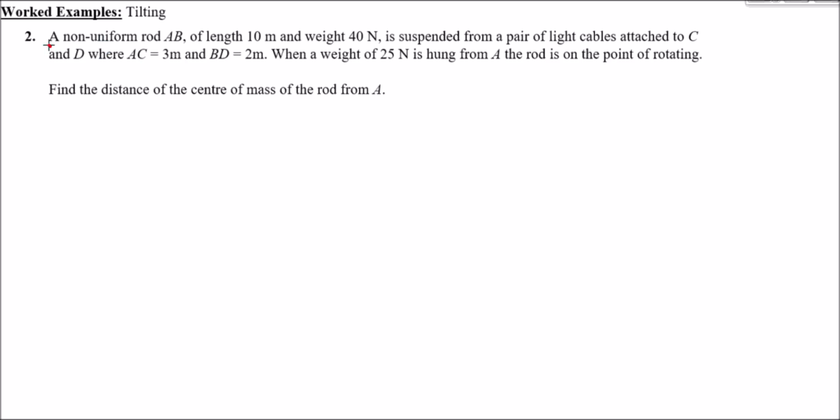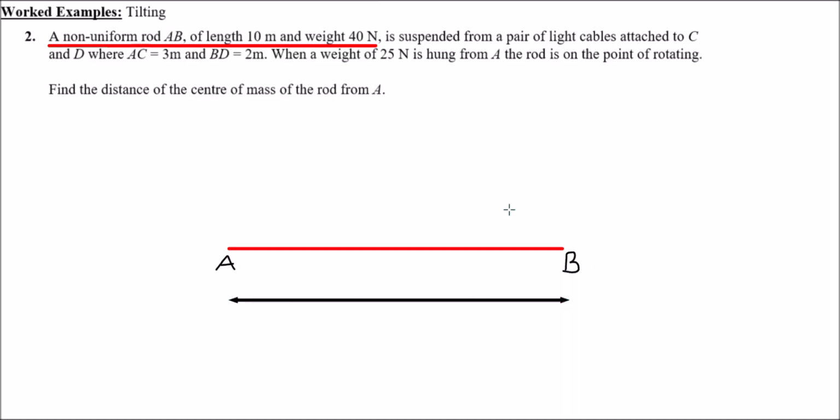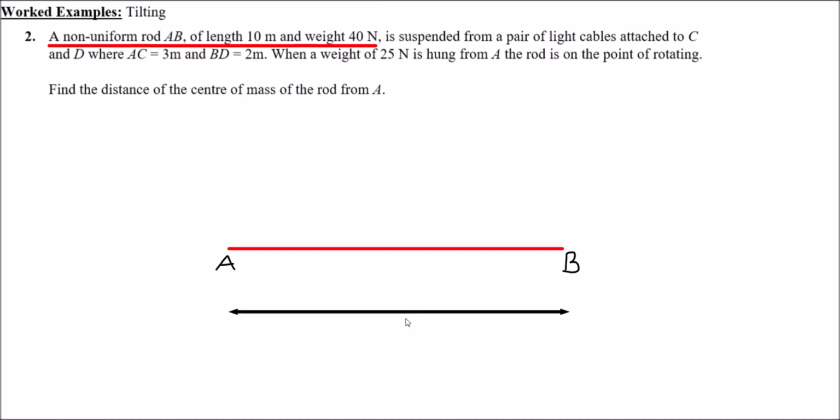So again, we've got this non-uniform rod, AB, of length 10 and weight 40. So let's just draw this in. So we're going from A to B. Its length is 10 meters. And its weight's 40. Now, because it's not uniform, we don't know that it's acting at a point 5 meters away from A and B. We can't assume it's at the midpoint.